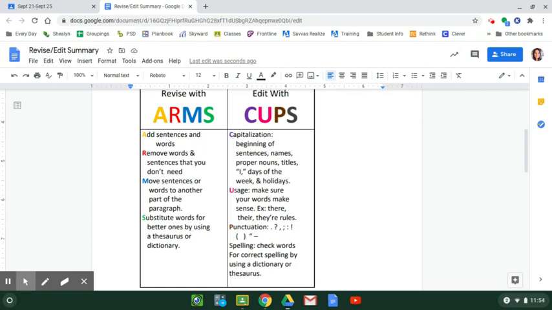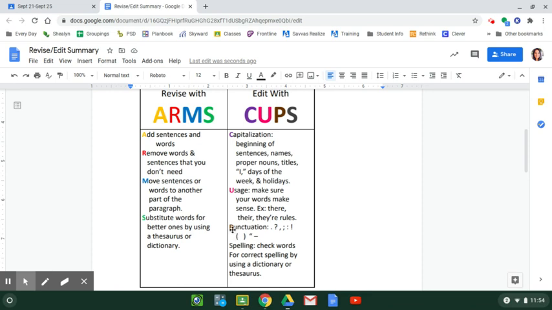U is for usage. So make sure your words make sense. So there, and there. Okay? Think about how you're using your words, and do they make sense? Remember, there, they are. There is talking about that person. And there is like a place. There is my cat. Okay? Over there.